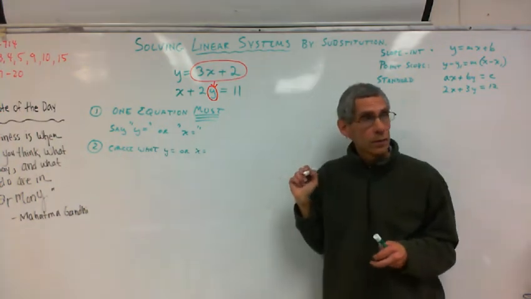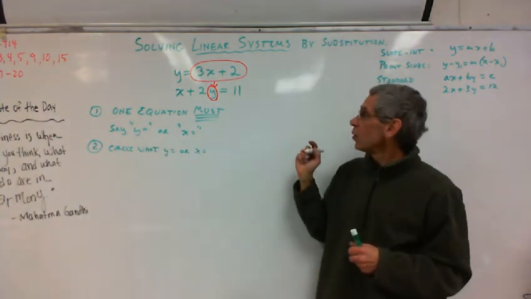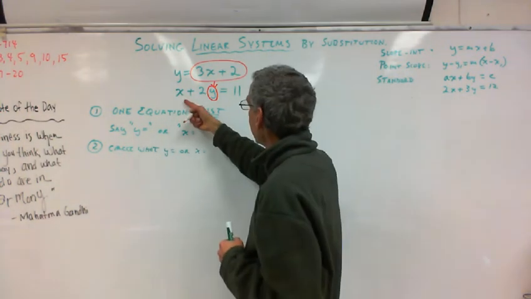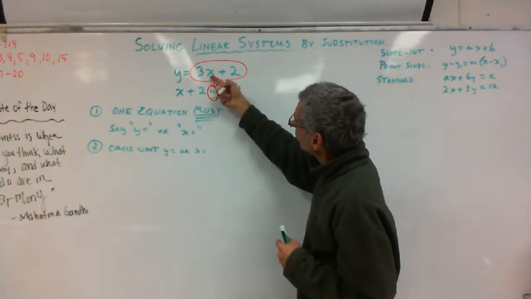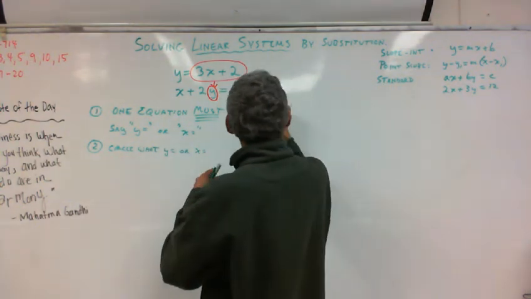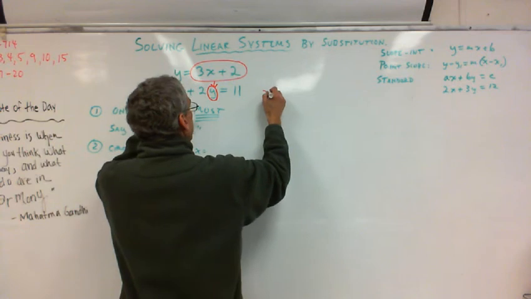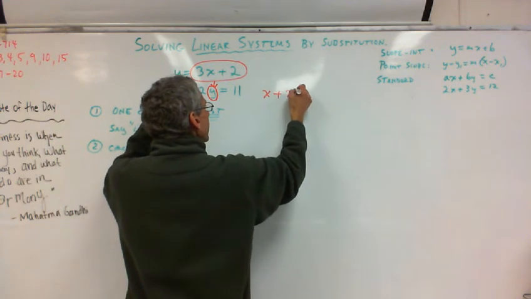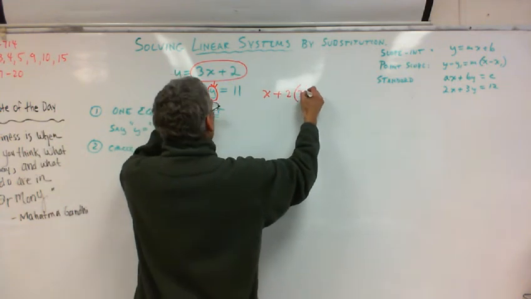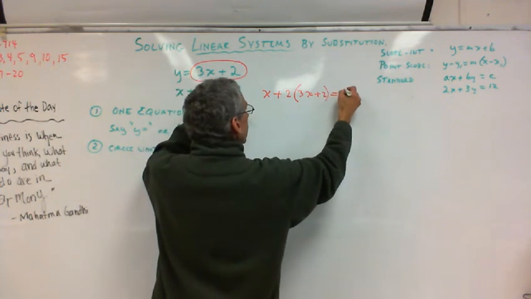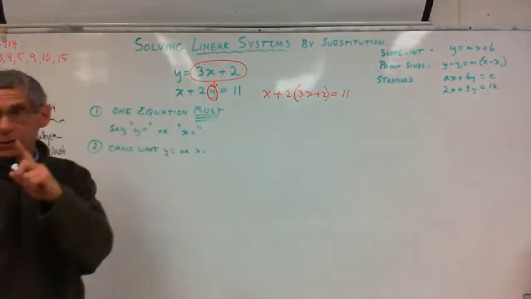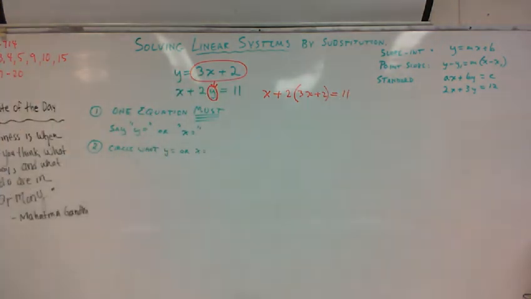You with me? All right, so what I'm going to do is rewrite the second equation with, instead of a y, 3x plus 2. So here we go. We're going to do it over here. x plus 2 parenthesis 3x plus 2 parenthesis equals 11. You guys see how I got that? Are you writing this down in your notes?